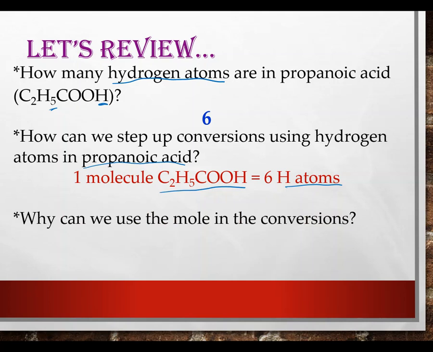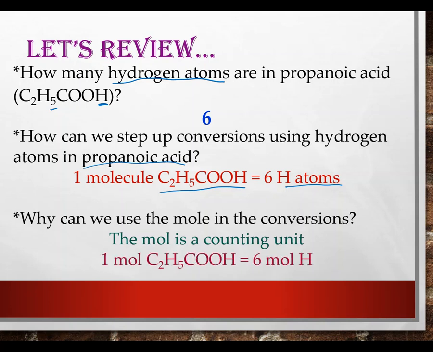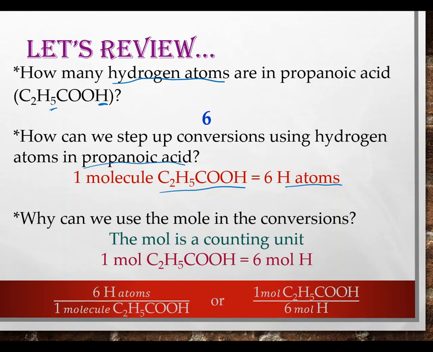Now, why can we use the mole in the conversions? Well, we can translate this also to the mole concept because the mole is a counting unit. And since we're counting number of atoms in a certain, particular molecule, we can also label it as moles. So 1 mole of propanoic acid is going to be equivalent to 6 moles of hydrogen.